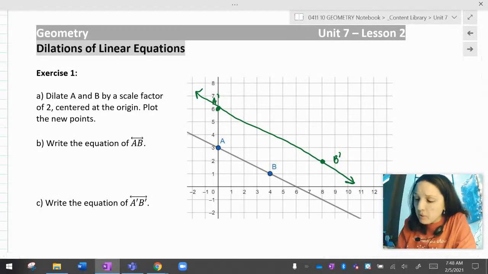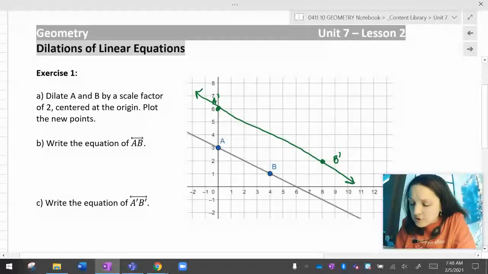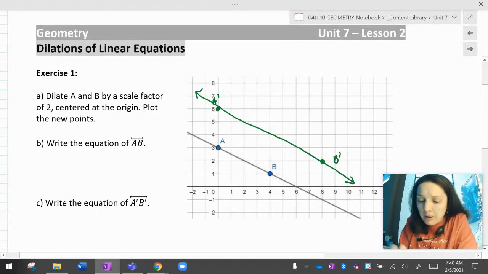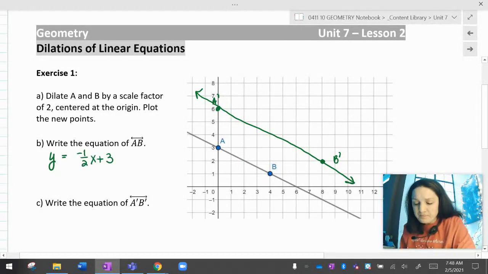All right, fine. Well, AB has a slope of down 1, right 2. So my slope is negative 1/2. And my y-intercept is 3. So it's going to be y equals negative 1/2 x plus 3. Write the equation of AB, or pardon me, A prime, B prime. I keep saying the wrong thing.